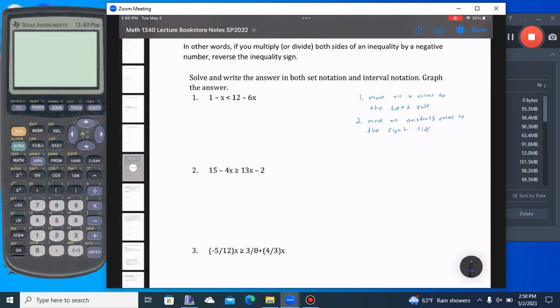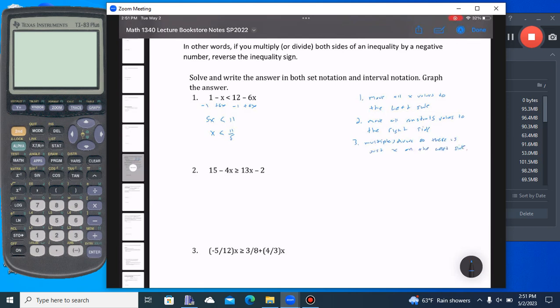So here we'll add 6x to both sides, and we'll subtract 1 from both sides. So we'll end up with 5x is less than 11. Then we divide both sides by 5 to get x by itself, so x is less than 11 over 5. That's the third step: multiply or divide, so there is just x on the left side.